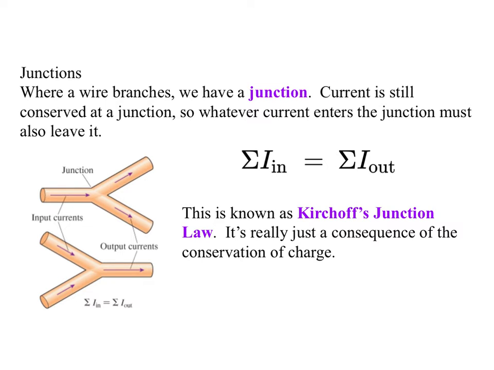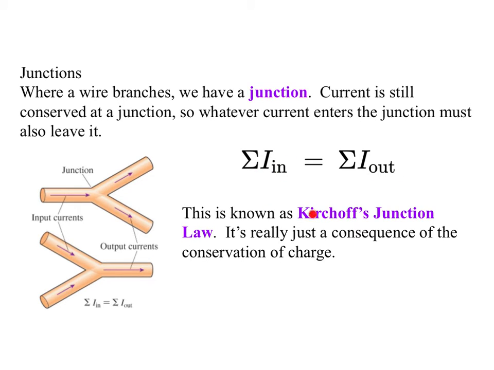Current is still conserved at the junction. In other words, we don't build up or lose, create, or destroy charge carriers here. So whatever current enters the junction must also leave it, symbolized as sigma I in equals sigma I out. The total incoming current equals the total outgoing current.